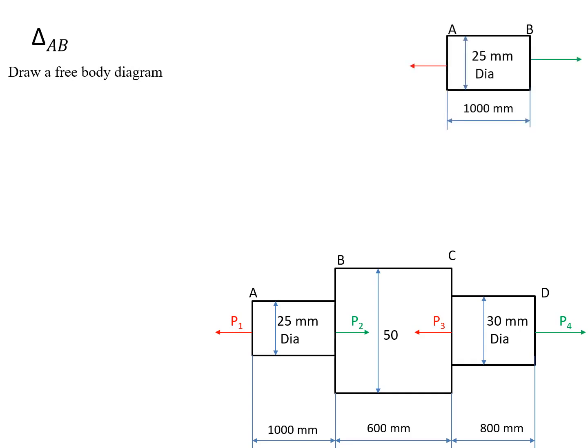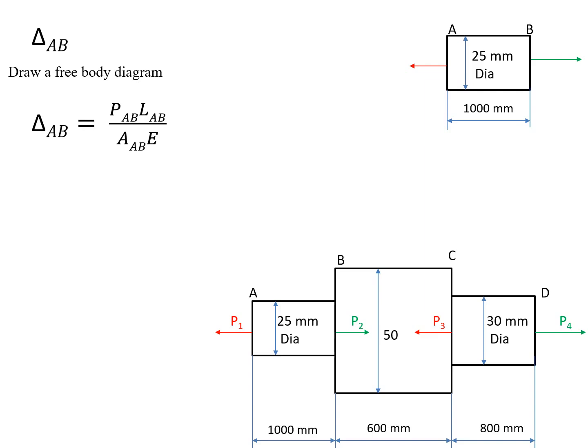So this is the free body diagram of the AB section, and we know that the deformation of AB equals P of AB, L of AB divided by the cross section area of the AB section and E. Here P of AB is the net force acting on the AB section. For this we have to observe the left hand side or right hand side of the AB section and find the net forces.